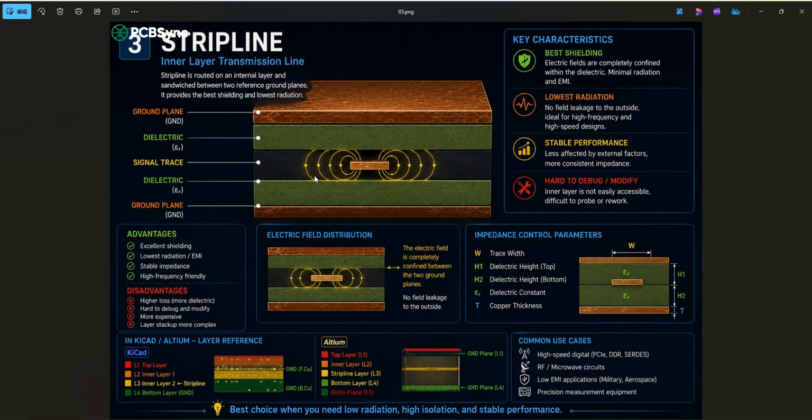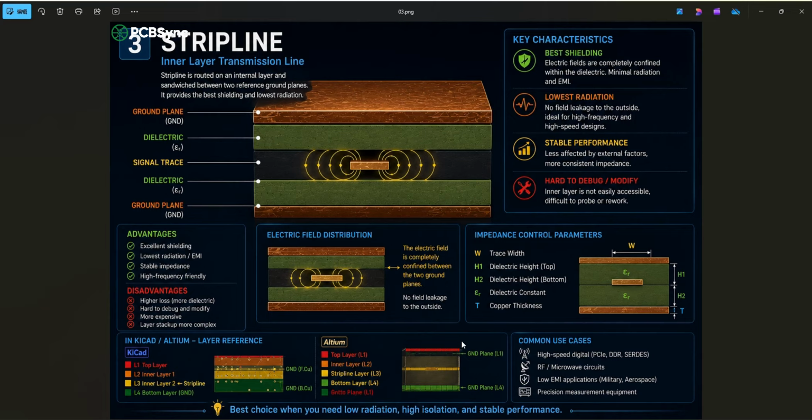Next, let's take a look at Stripline. It's sandwiched inside the PCB with complete reference ground planes both above and below. The electric field is almost completely confined within the layer, so it has the best shielding capability. It has the lowest radiation and the most stable high frequency performance. That's also why many high speed digital circuits, industrial products, and even aerospace equipment use stripline structures.